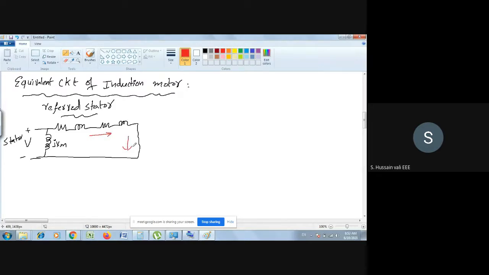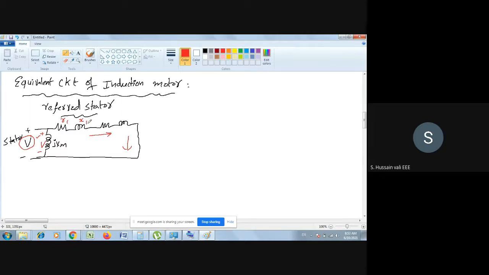Why does it not have any effect on this side? Because, as it is a parallel branch, the voltage is the same here, and there won't be any voltage reduction on the remaining parts because of this parallel branch. The voltage here is also V. Now what are R1 and X1? R1 and X1 are the stator resistance and stator reactance.